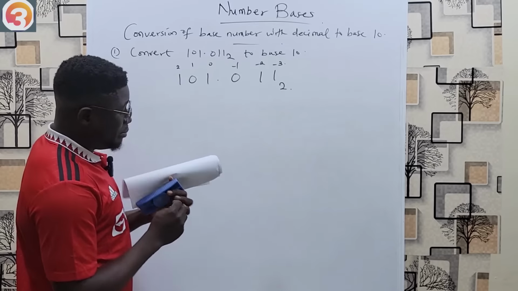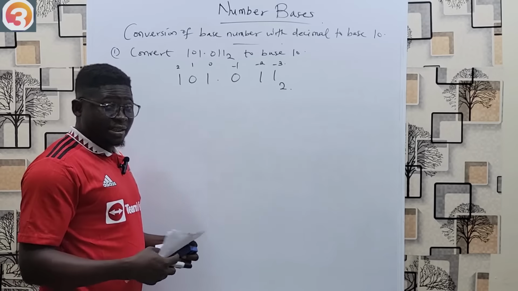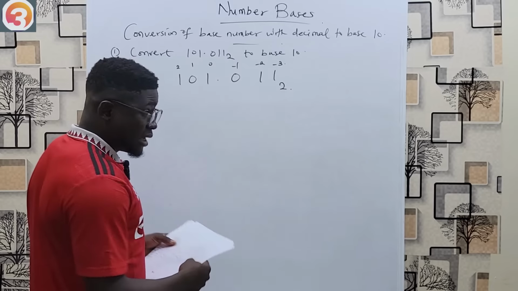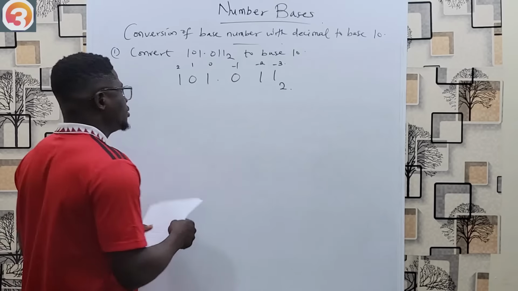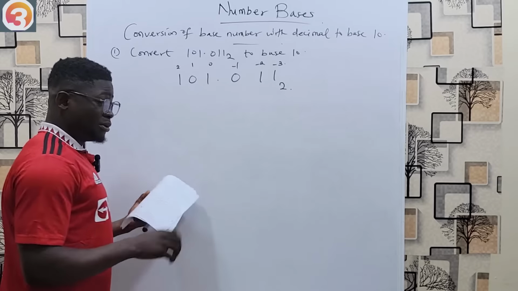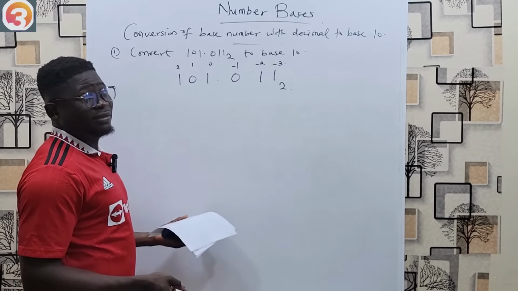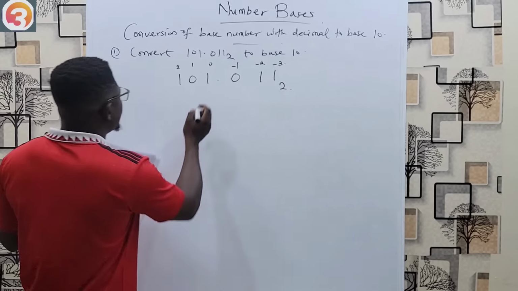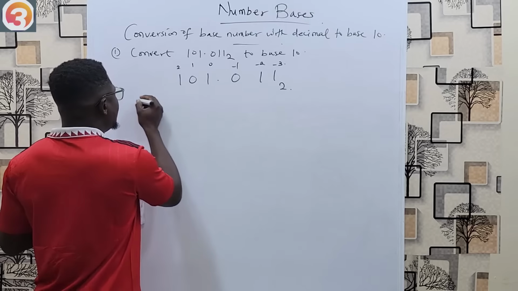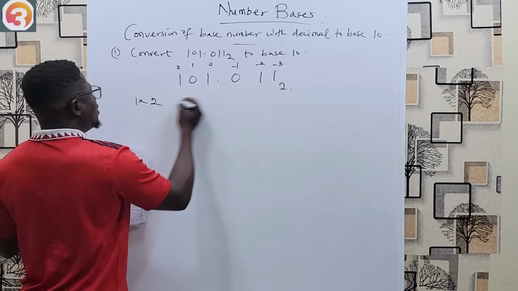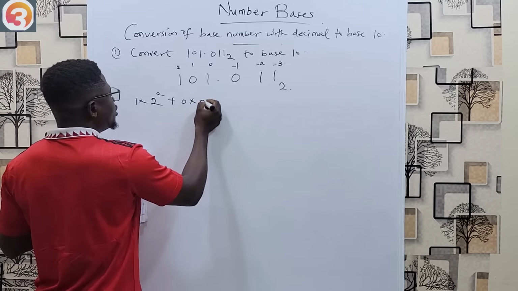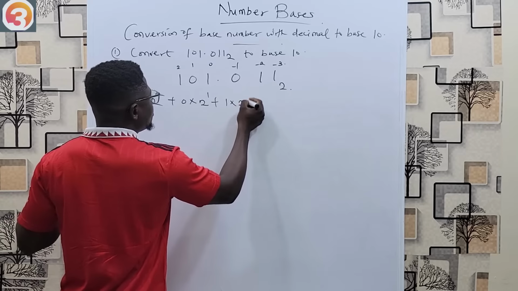So we're going to see that we also apply indices here to get the final answer. But we'll get to indices, so do not worry yourself. But by now, if you want to write JAMB, you're supposed to have the knowledge of indices. So now let's go. We expand: 1 times 2 raised to what? 2, plus 0 times 2 raised to 1, plus 1 times 2 raised to 0.